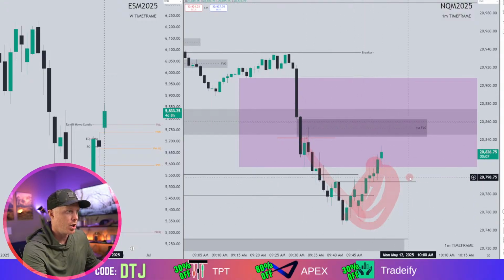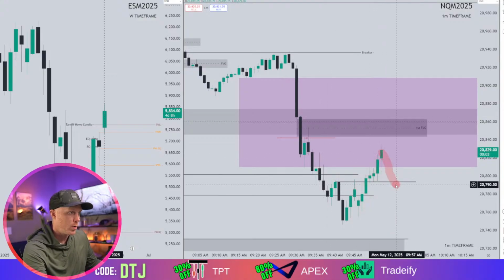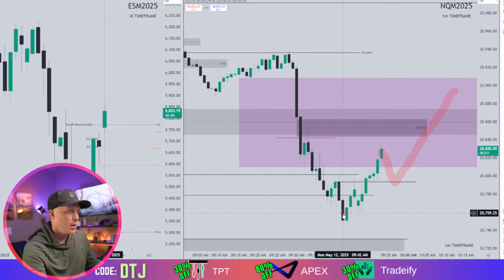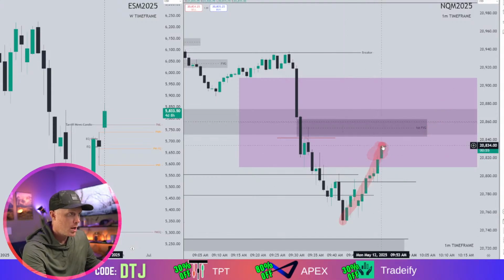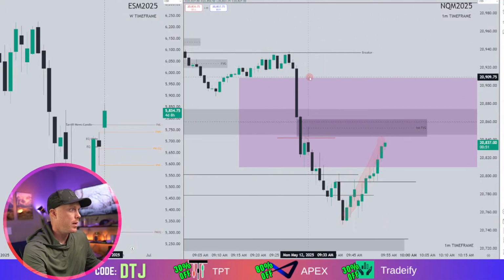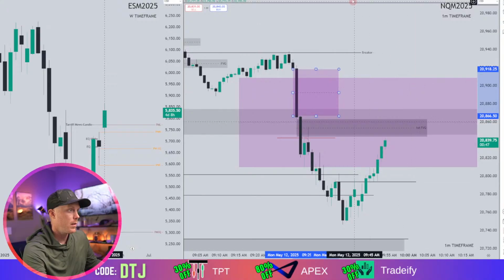In my mind, it's gone. The only way I would consider taking that is if right here we retrace and then we move higher. But if we're going to be up here, I'm not interested in taking that retracement long. Now, if we get a reversal long, that trade is going to happen most likely when we close above this fair value gap.